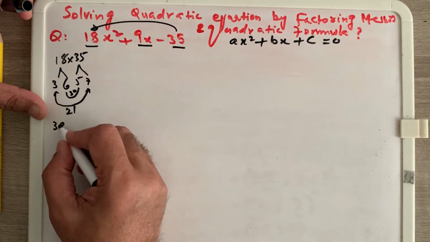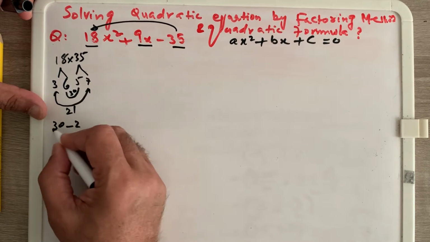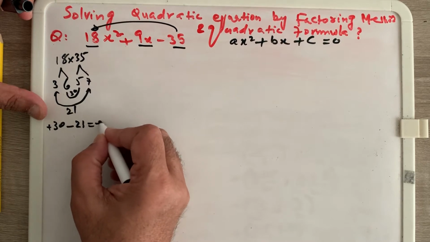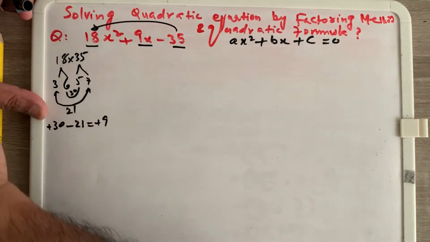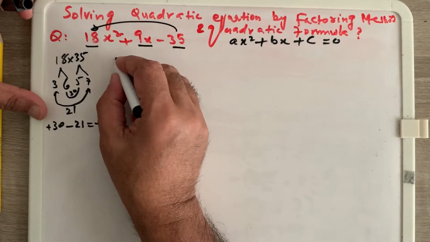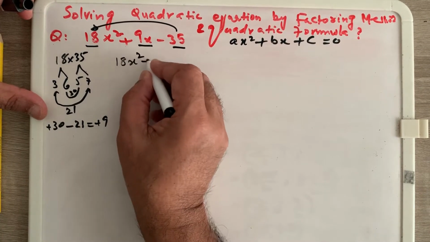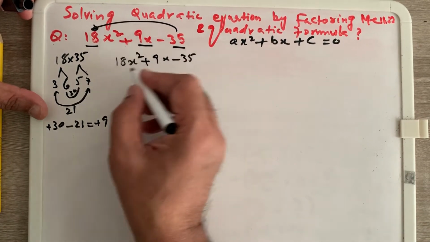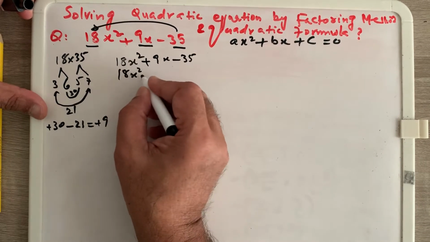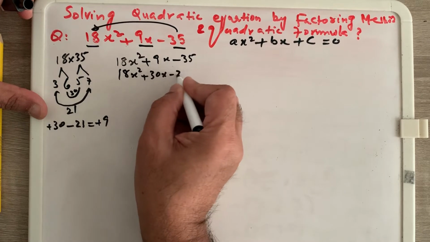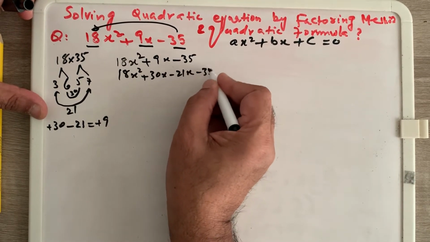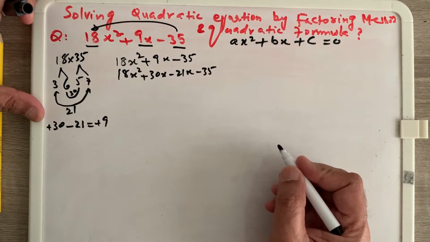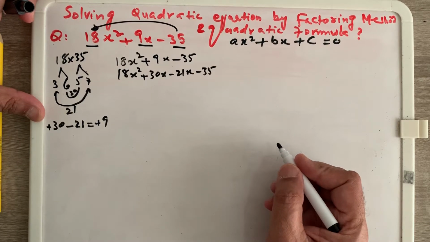What is my middle term? 9. So where do I have to put the signs here? 30 with a positive sign and 21 with the negative sign will give me plus 9, which is my middle term. So that is called factoring, because these are the factors which do not affect my original equation, which is 18x square plus 9x minus 35. And I am writing it as 18x square plus 30x minus 21x minus 35 equals to 0, of course, because we are requiring the two values of x, because it is a quadratic equation. So we have to have a solution set of two values.